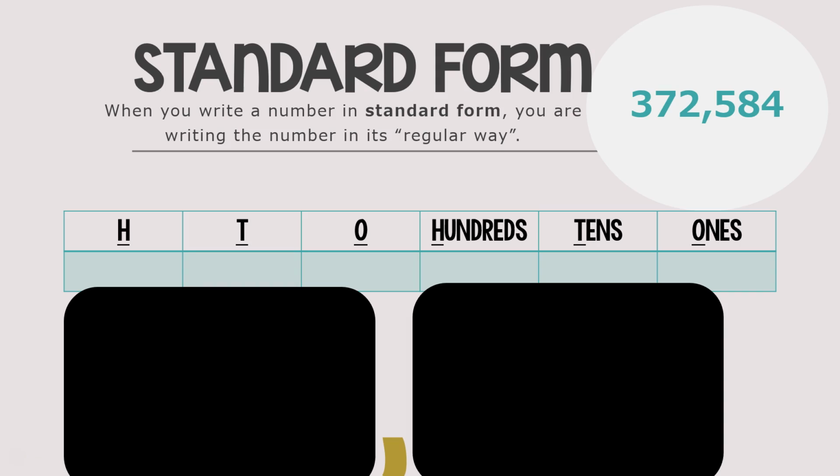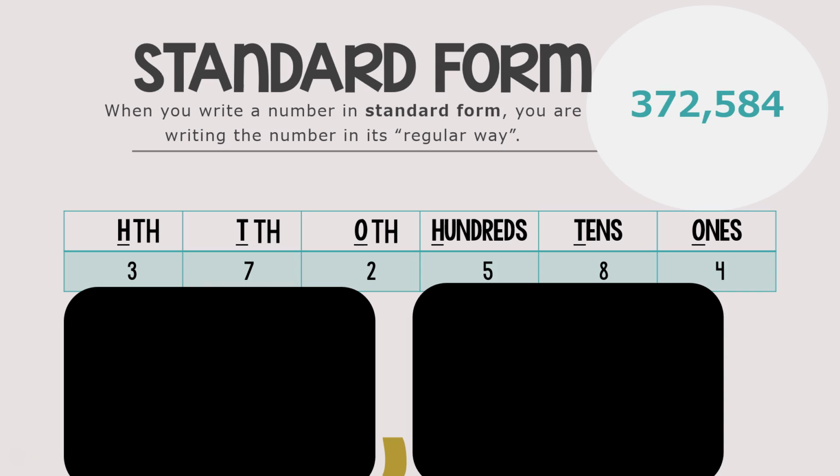Let's look at a 6-digit number. Again, remember, when the HTO pattern repeats itself, I have to add that TH to show it's in a new period: 1,000s, 10,000s, and 100,000s. Now I'm going to start with the digit all the way to the right and fill it into my HTO chart. A 4 in the ones, an 8 in the tens, a 5 in the hundreds, a 2 in the 1,000s, a 7 in the 10,000s, and a 3 in the 100,000s.